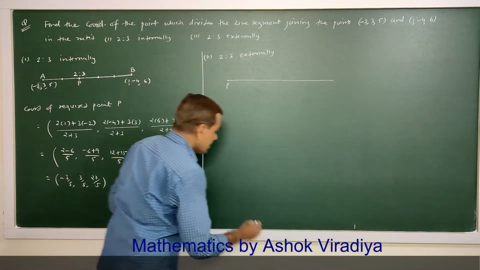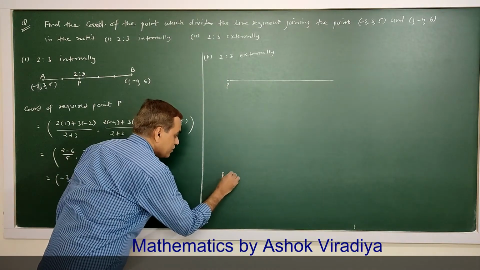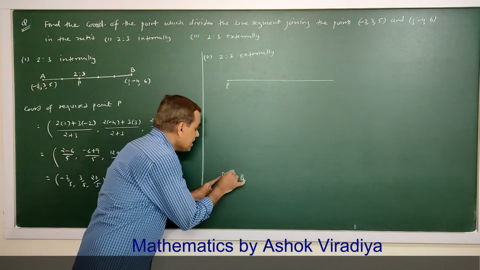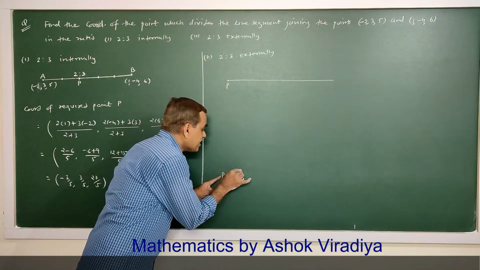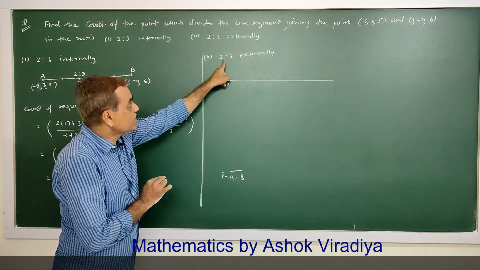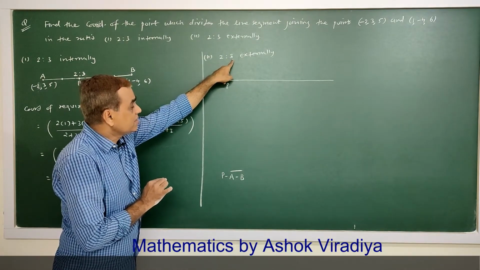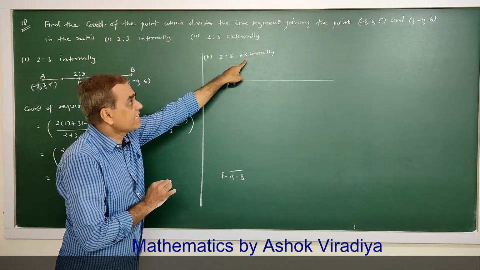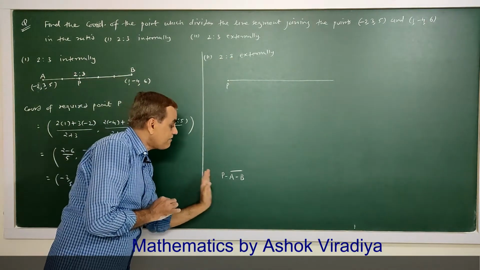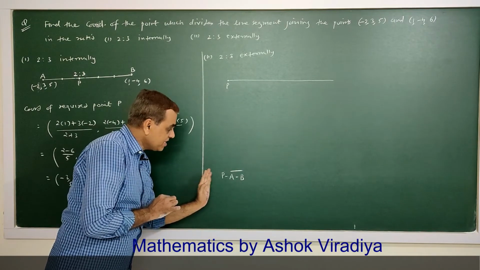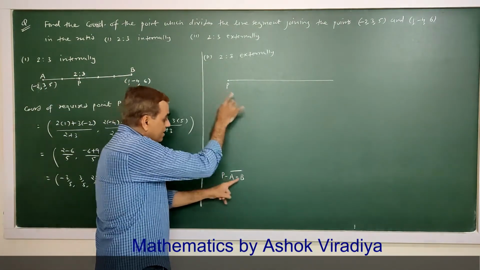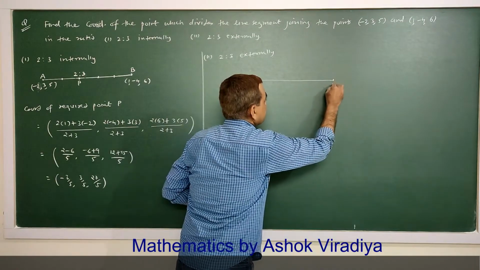So this will be the location of the points. First P comes, then A comes, then B comes. P is an exterior point of AB. If the ratio is less than 1 and the point divides externally, then P comes on the left side. P doesn't lie on AB. So the procedure is first put point P, then put point B.